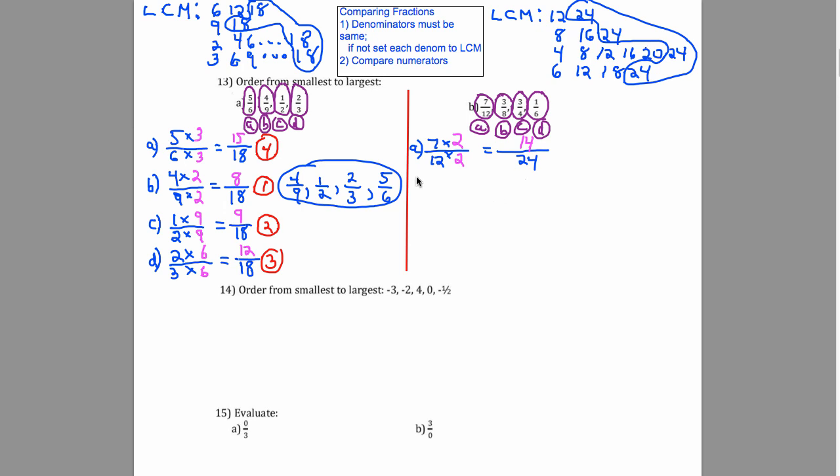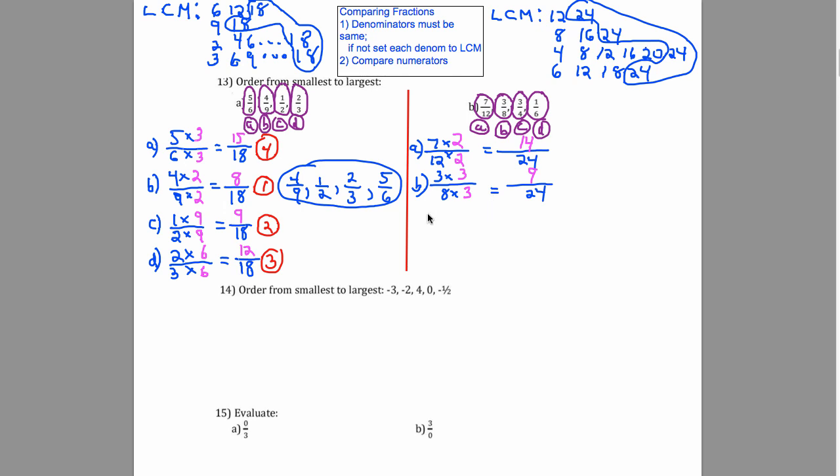Proceeding to fraction B, my fraction is 3/8. The equivalent fraction will have a denominator of 24. So I see I need to multiply by 3 this time. And we get 3 times 3, 9/24.